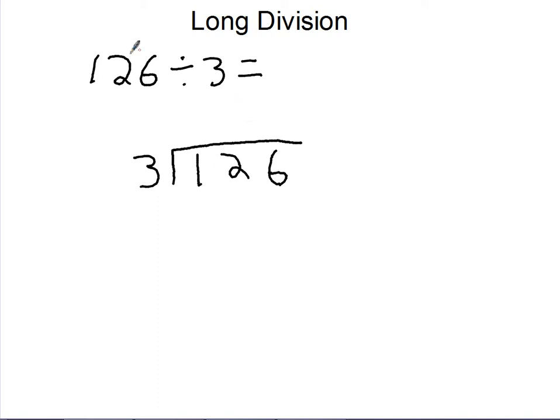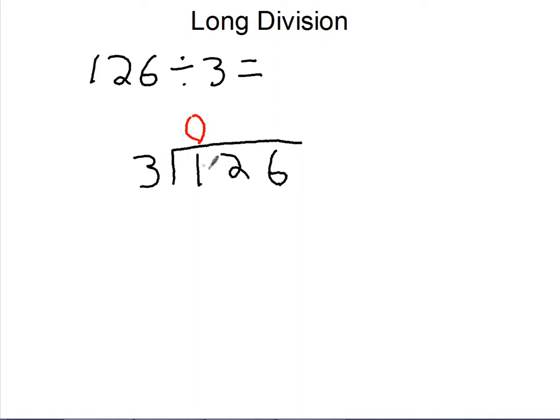Alright, now we want to figure out how many times does 3 go into 126. Well, we can count by 3 until we get to 126, but that's not the easy way. Let's look at this one number at a time. Can 3 go into 1? No, 3 is too big, 1 is too small. So 3 cannot go into 1. I'm going to stick a 0 there because 3 goes into 1 0 times.